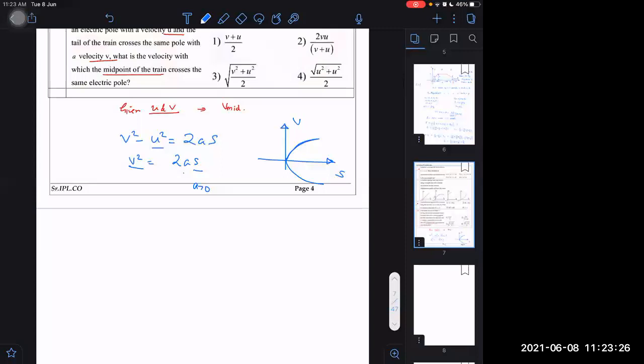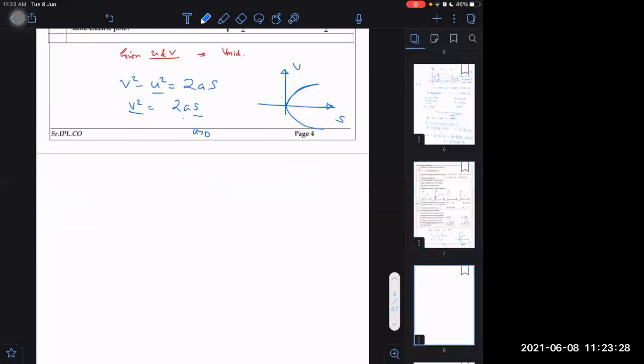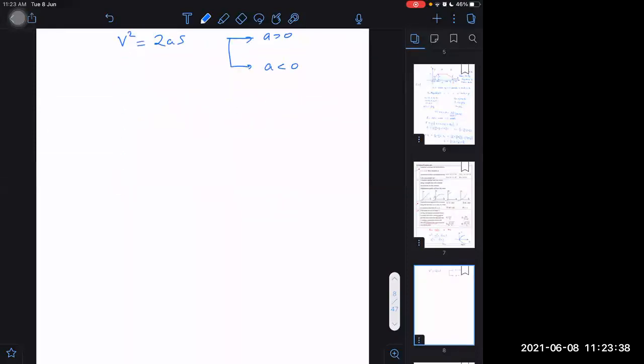Now let me tell you again why it is this. First of all, you understand that here V square is 2aS. That is okay. There are two possibilities. Case 1, case 2. In one case acceleration is positive. In another case acceleration is negative. Forget the graph which is given. You plot your own graph. Now you know this is a parabola graph, once that is clear to everyone.